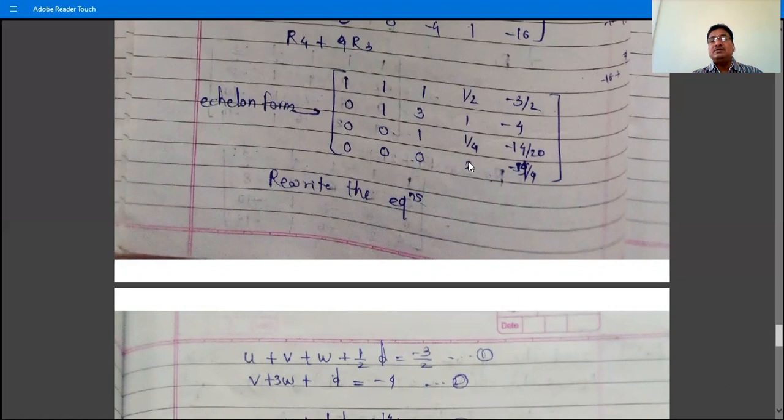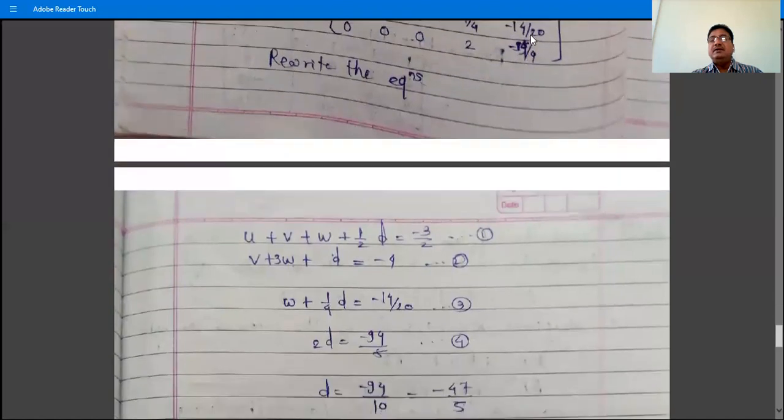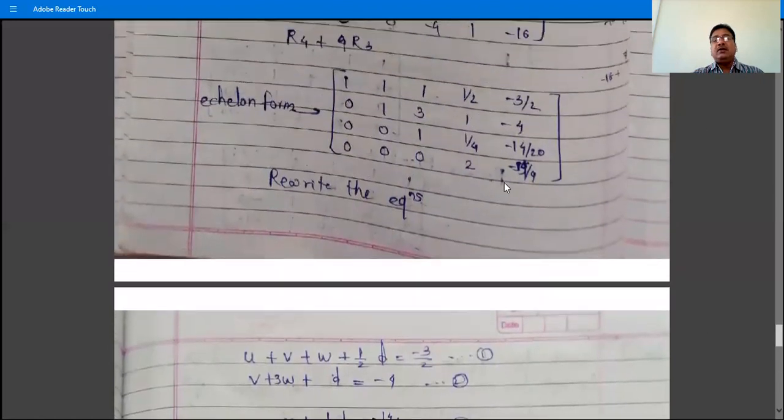So if I have to reduce this 2 to 1, then multiply the last row by 1/2. Then this becomes 1, and at this place we have 94 by 10, not 94 by 5. It has become 94 by 10. So correction is here. And this is an echelon form.